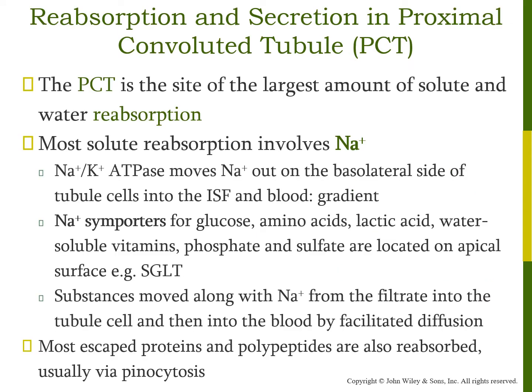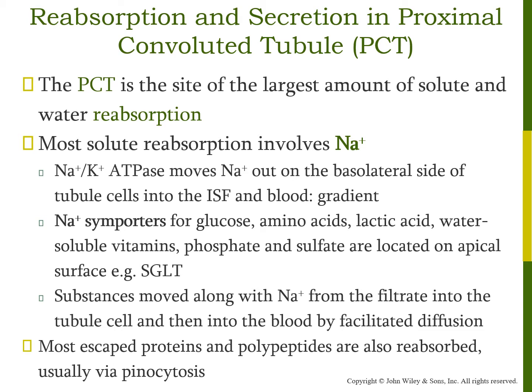So we will now look at the different parts of the renal tubule and consider the processes of reabsorption and secretion in each area, also which substances are moved, and the general mechanisms for those movements between the blood and the filtrate. So the proximal convoluted tubule is the site of the largest amount of solute and water reabsorption. Most of the reabsorption occurs here in the PCT, and both solute and water reabsorption involves sodium.